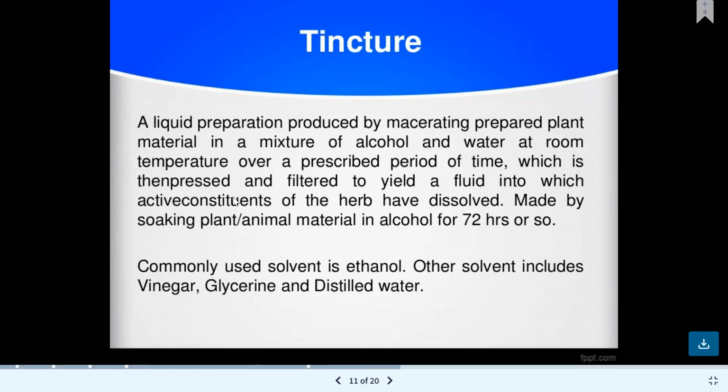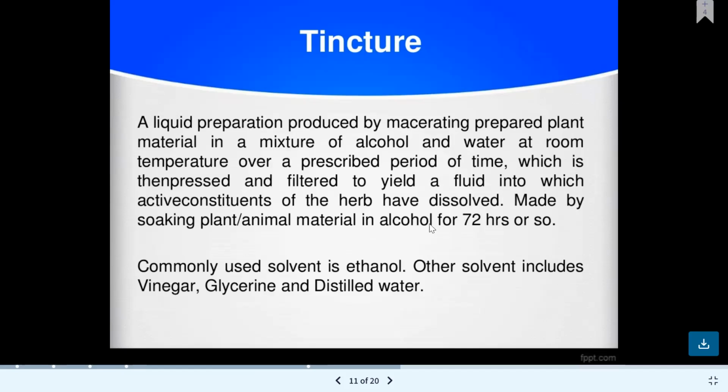Okay, which is then pressed and filtered to yield fluid containing its active constituents, the hard side dissolved. So in this, what happened here: the plant extract and active ingredients of the plant, alcohol, and water are added at room temperature over a prescribed period of time according to the pharmacopoeia, which is then pressed and filtered to yield fluid with its active constituents dissolved, made by soaking plant or animal material in alcohol. Okay, so if you have any medicinal plant, you can add alcohol and the active component will be extracted into the alcohol medium.